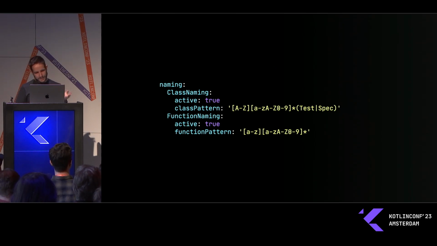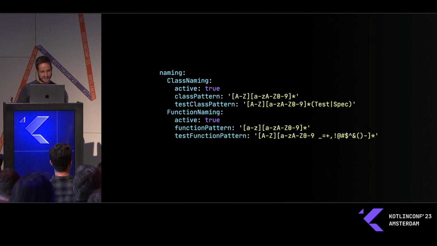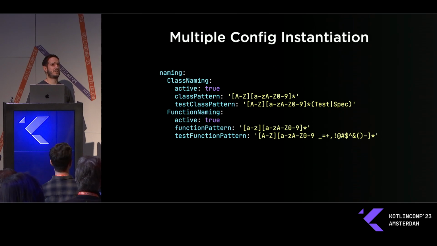The easiest way we can do this today is to add two configurations. We could tell you this is the class pattern and this is the test class pattern. This is really not great. The problem here is that you want to instantiate your rule twice, and you want them to be instantiated on different parts of the code base with different configuration. And we call this multiple config instantiation.